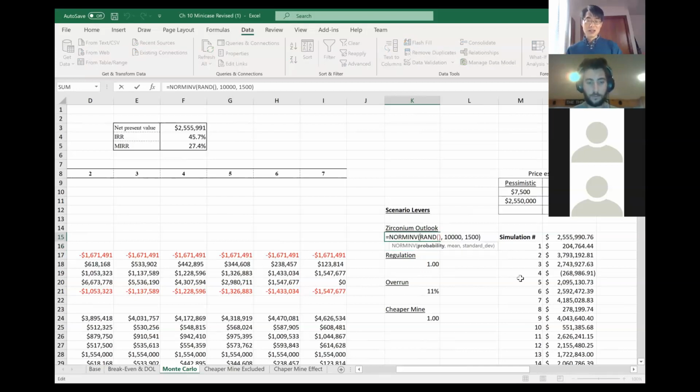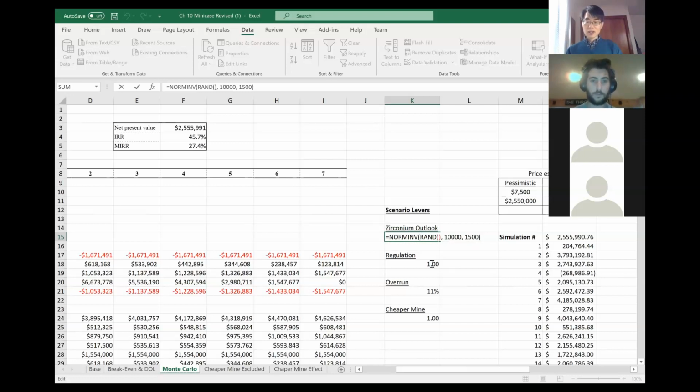In this case, I'm saying that the zirconium price is a random variable. You don't know exactly what the price will be, but you know the distribution of that price. So here I'm saying that the zirconium price has a normal distribution. The mean price is $10,000 per ton, and the standard deviation is 1,500. So it can be any number between, say, 7,000 and 13,000, but a value close to 10,000 is more likely to happen.